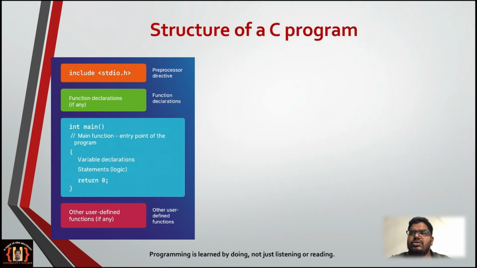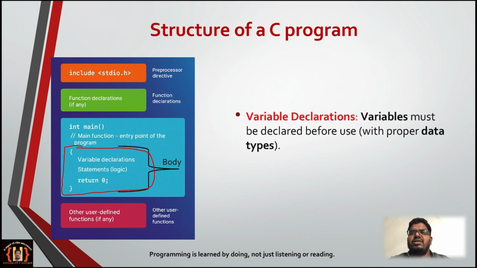We call this part between the braces the body of the function, and the rest is the header. Now, what are these variable declarations? I'll tell you the meaning of variable later on. This section is for variables, as we saw just now in the flowchart, A, B, and so on. These are all variables.